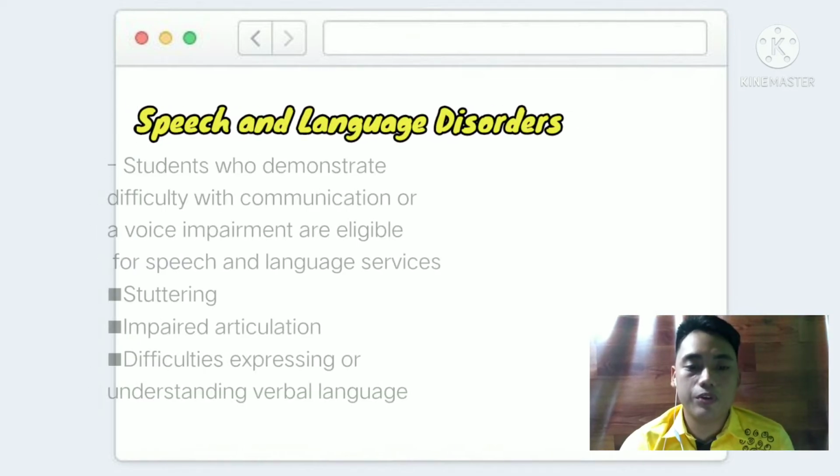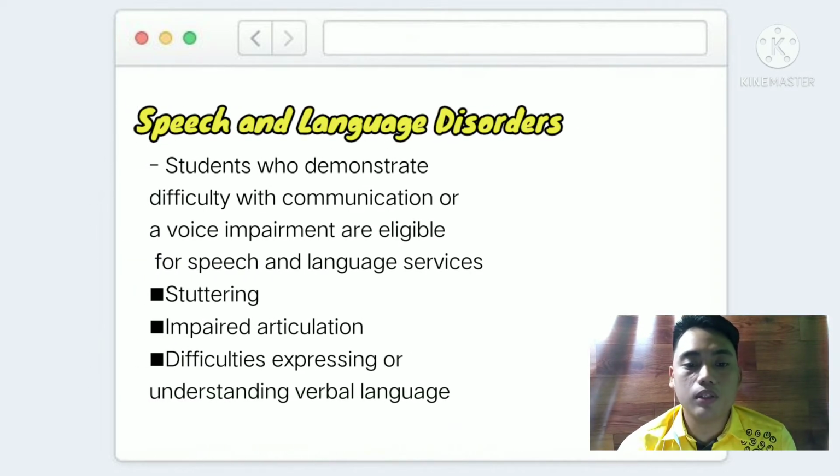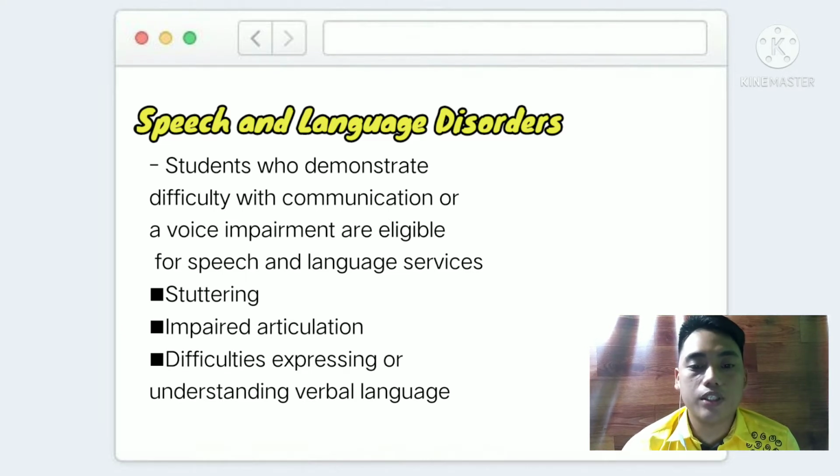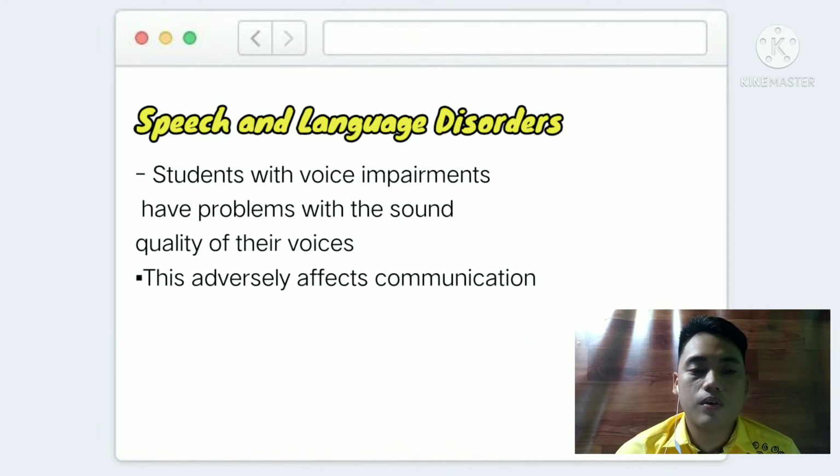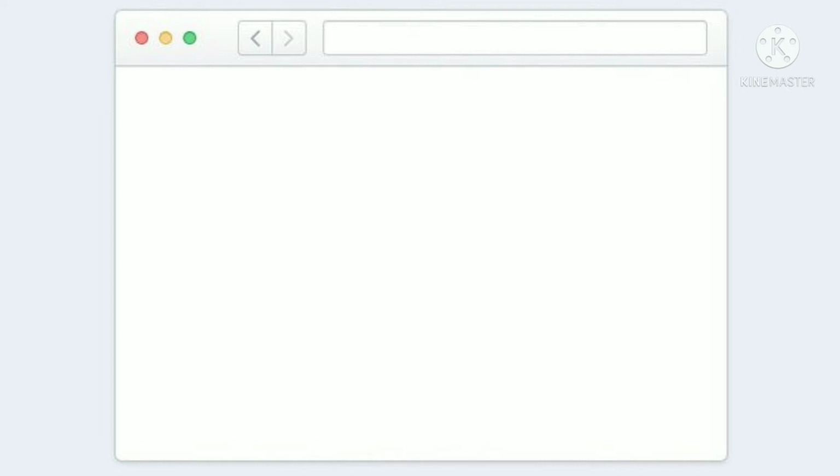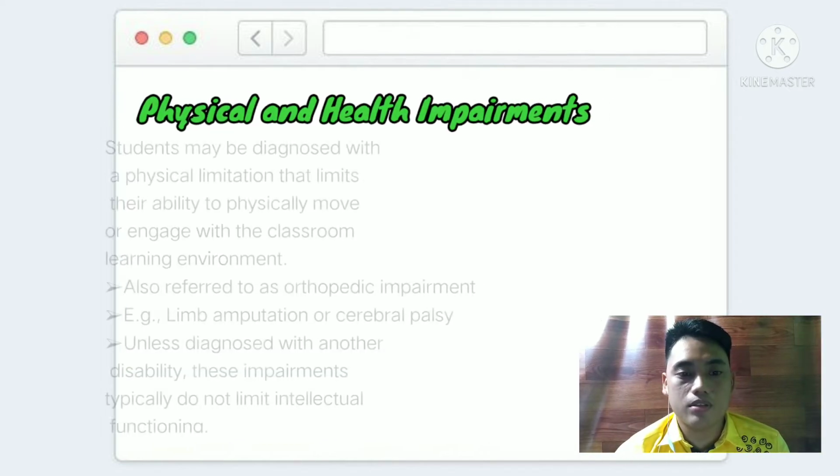Speech and language disorders. Students who demonstrate difficulty with communication or a voice impairment are eligible for speech and language services. First, stuttering. Second, impaired articulation. And lastly, difficulties expressing or understanding verbal language. Students with voice impairments have problems with the sound quality of their voices. This adversely affects communication.